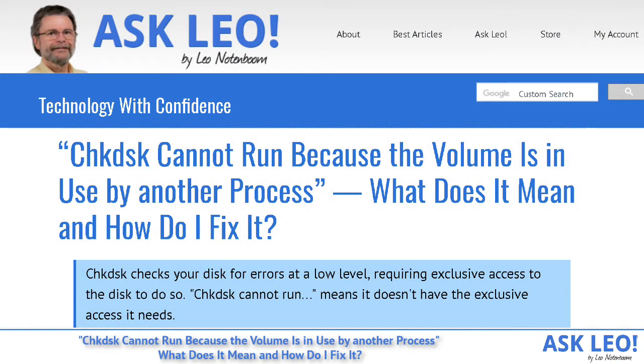Chkdsk cannot run because the volume is in use by another process. What does it mean and how do I fix it? Chkdsk checks your disk for errors at a low level, requiring exclusive access to the disk to do so. Chkdsk cannot run means it doesn't have the exclusive access that it needs.